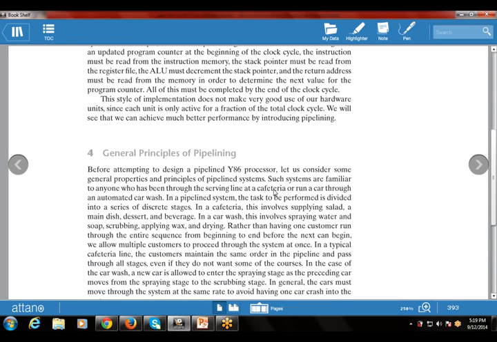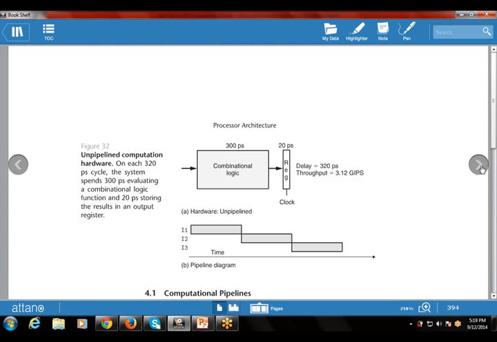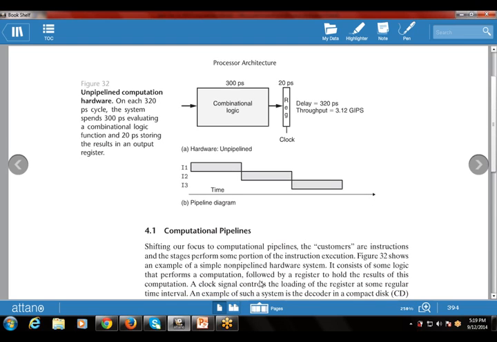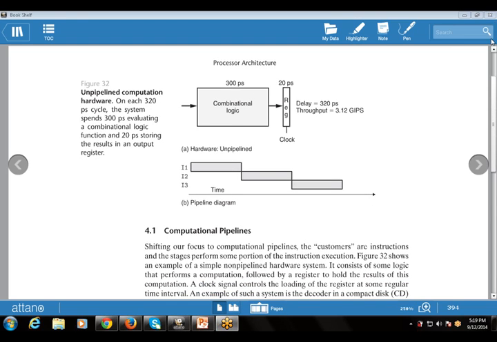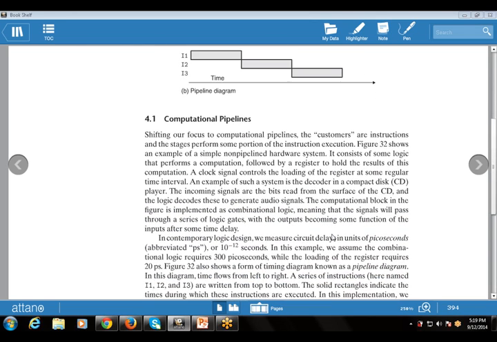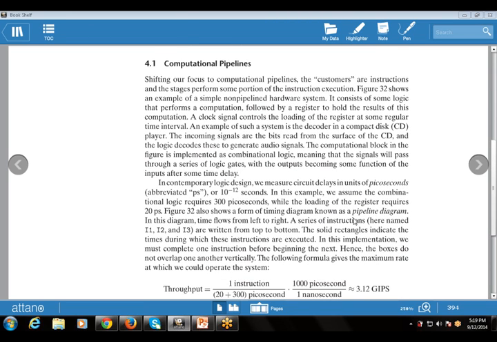This is the general principles of pipelining, that is how we are using the pipelining. This is the example or the diagram for the pipelining, how it is implemented using the hardware, using the pipelining diagram, and how we are using the pipelining methods. These are the computational pipelines, that is what the requirements are for the pipelining.